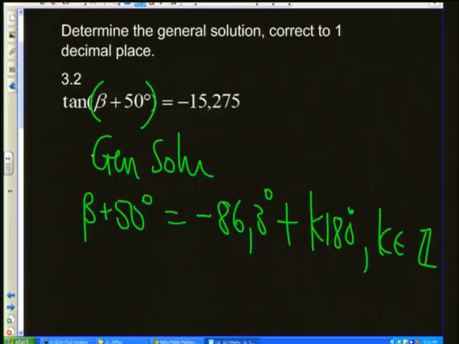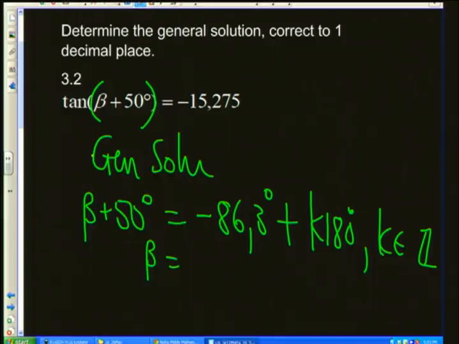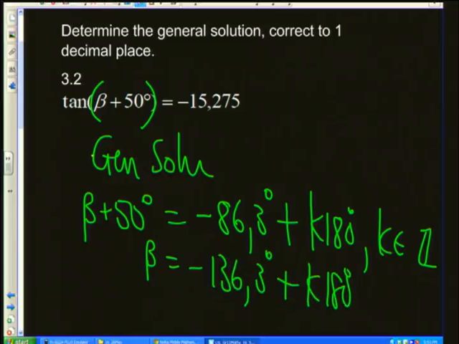And then, once I've got my general solution, I now solve for beta. So beta equals that negative 86, which we're going to minus 50 from, and we get negative 136,3 degrees plus K180. You only have to say that K is an element of the integers once, so that becomes our general solution.